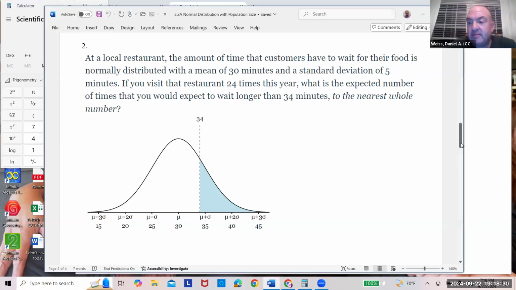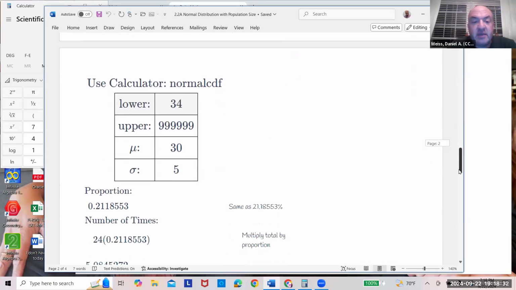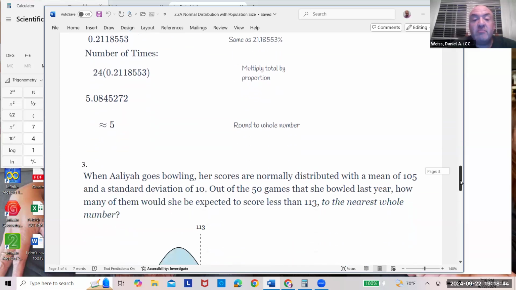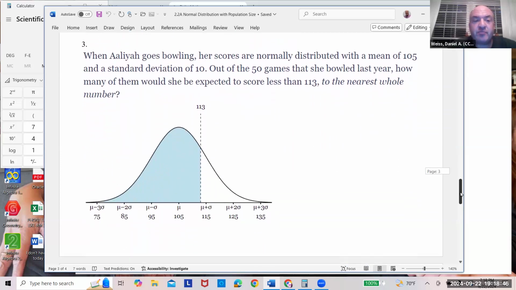Okay. So you'll see, just like we did, 5.08452272 rounds to 5. Okay. Now, here's one more type of problem you'll see. When Aaliyah goes bowling, her scores are normally distributed with a mean of 105 and a standard deviation of 10. Out of the 50 games that she bowled last year, how many of them would she be expected to score less than 113? The nearest whole number.